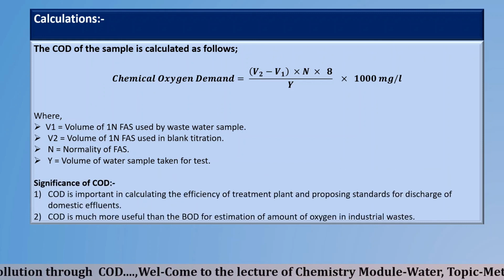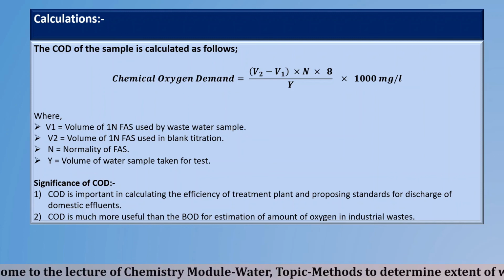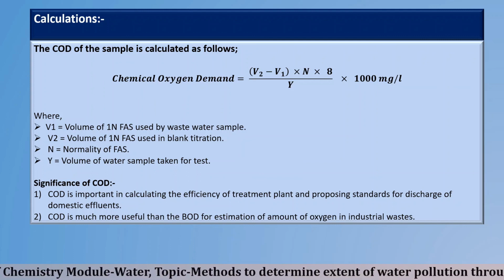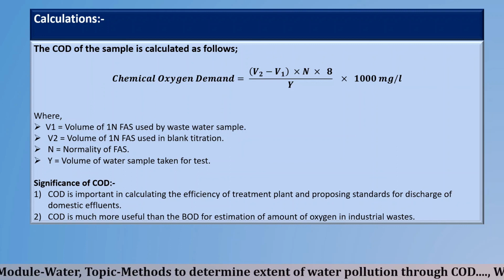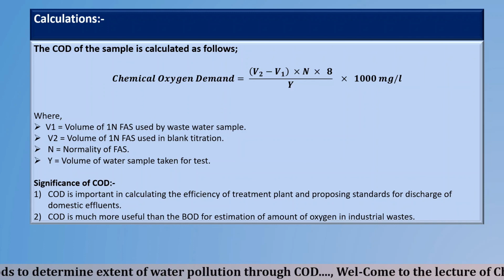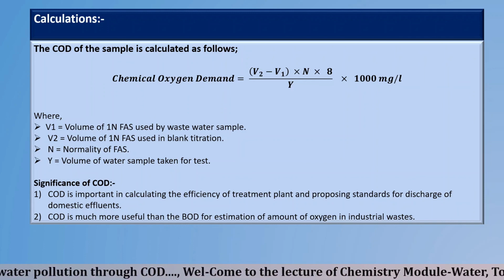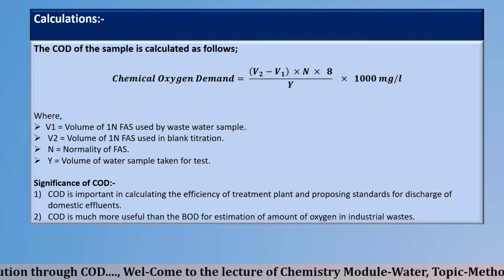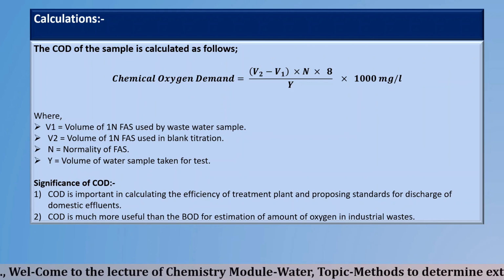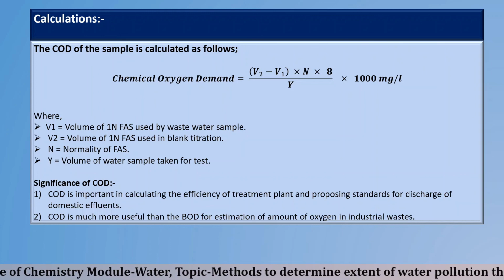Basically, the significance of COD is in calculating the efficiency of a treatment plant and proposing standards for discharge of domestic effluents. So this is the first significance: the efficiency of the treatment plant is checked, and standards for discharge of domestic effluents are set. Second, chemical oxygen demand is more useful than BOD, biological oxygen demand, for the estimation of the amount of oxygen in industrial waste. So these are the two significances of chemical oxygen demand.